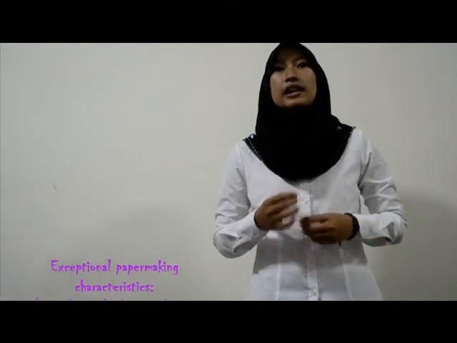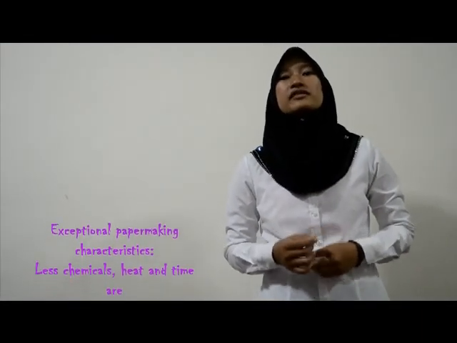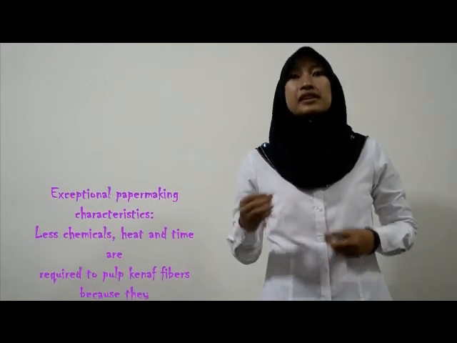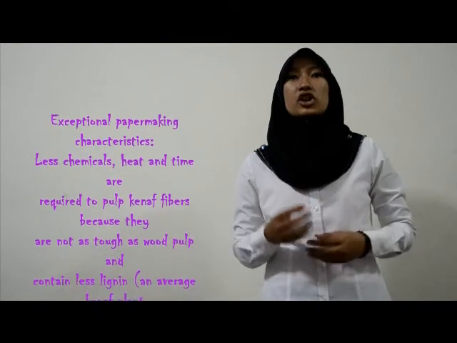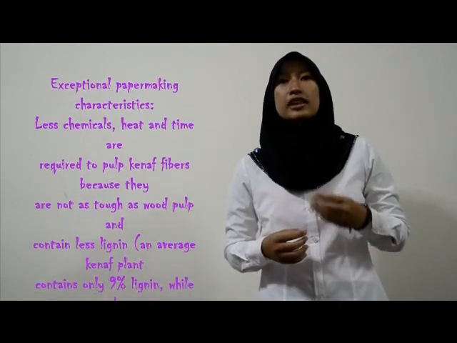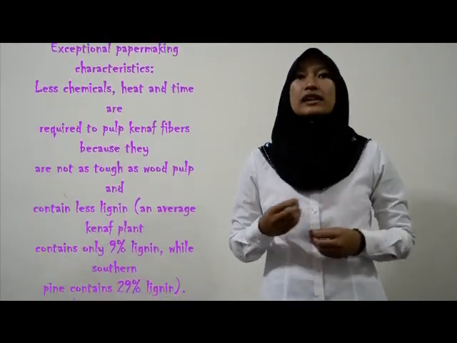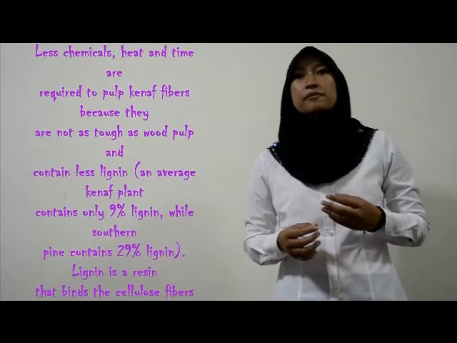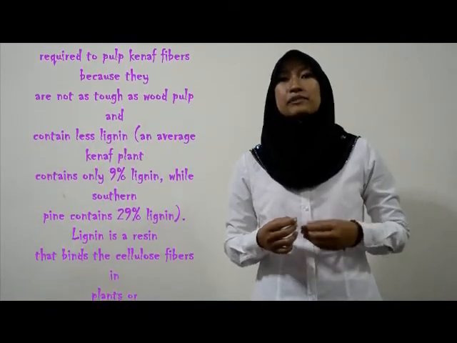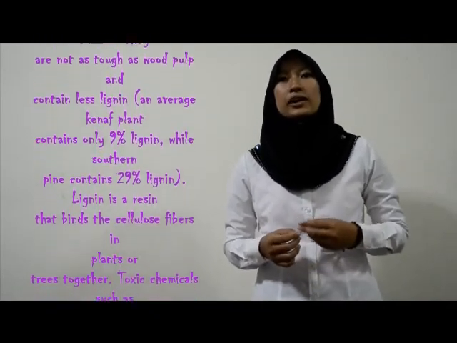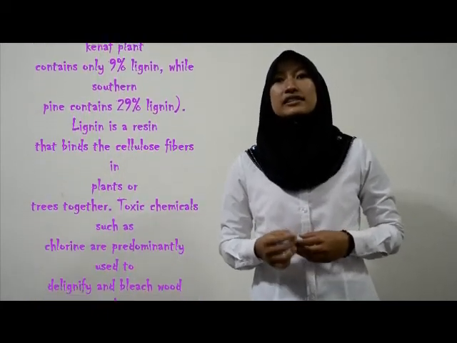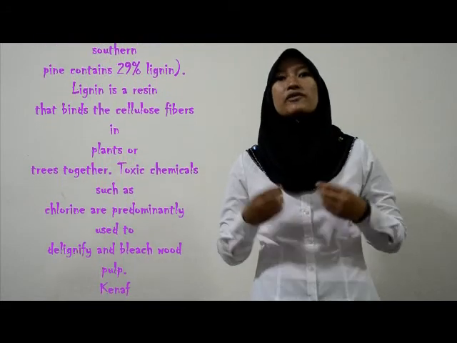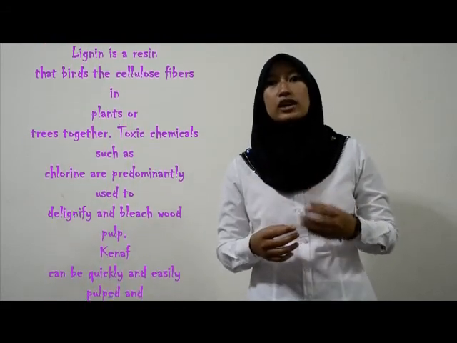And third, exceptional papermaking characteristics. Less chemical, heat and time are required to pulp kenaf fiber because they are not as tough as wood pulp and contain less lignin. An average kenaf plant contains only 9% lignin, while certain pine contains 29% lignin. Lignin is a resin that binds the cellulose fiber in plants or trees together.